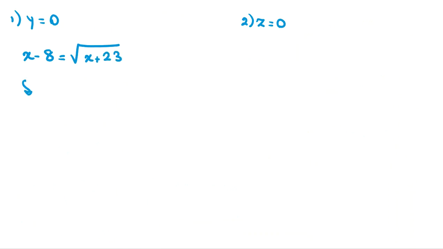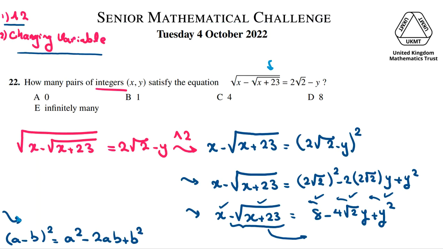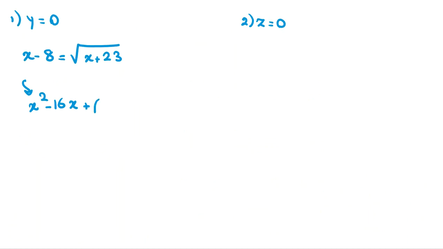And then if I raise the power of 2x squared minus 16x for the formula I told you here, plus 64 equal to x plus 23, x squared minus 17x plus 41 equal to 0. Okay, now I want to use quadratic formula. Let me write quadratic formula here.